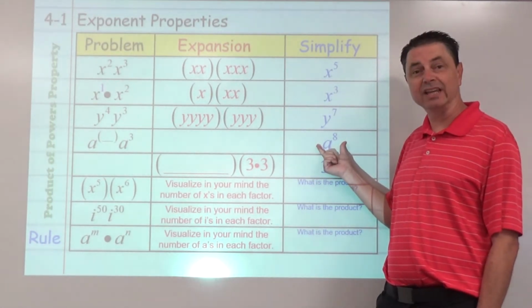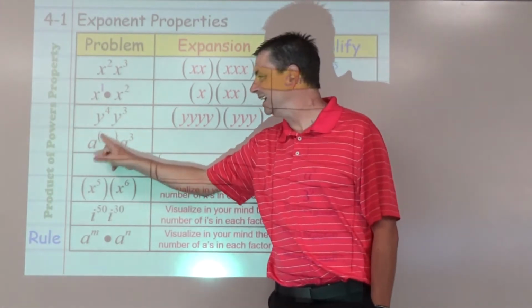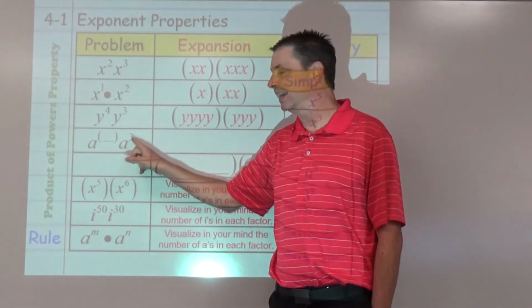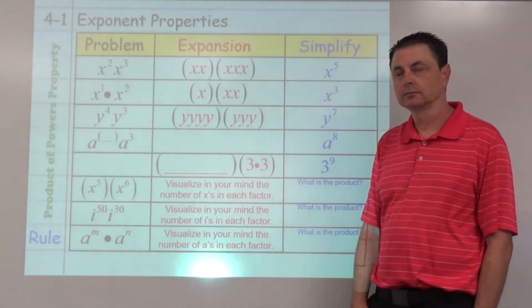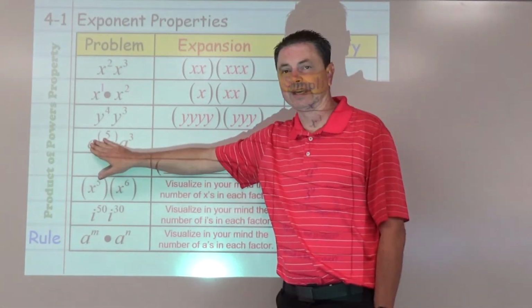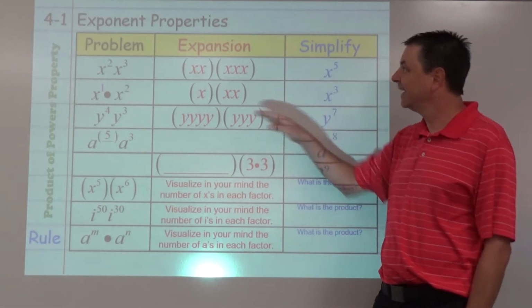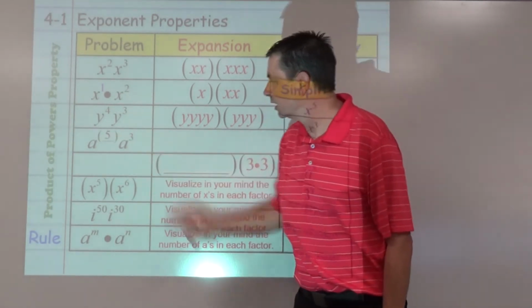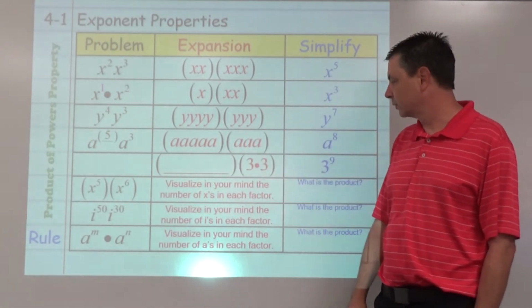Answer is a to the 8th power. The problem was a to what power times a to the 3rd power. We would need 5 a's multiplied by 3 a's to get a to the 8th power. And then the expansion becomes 5 a's multiplied by 3 a's.